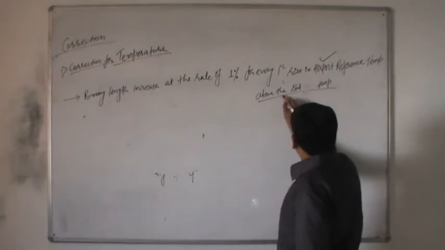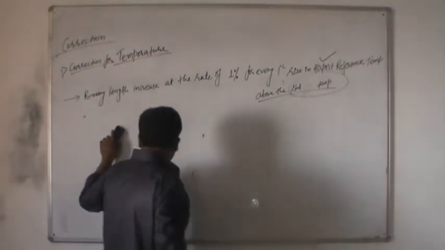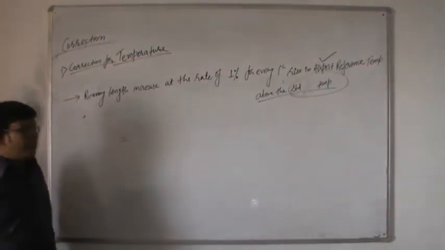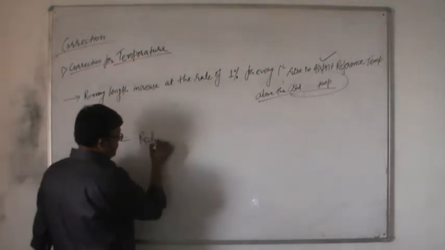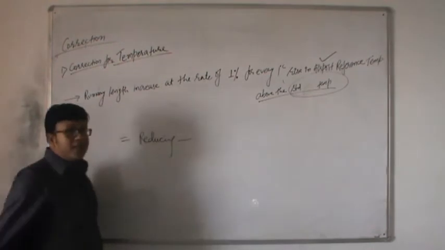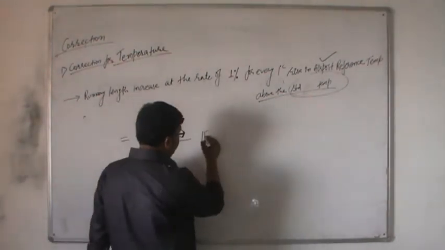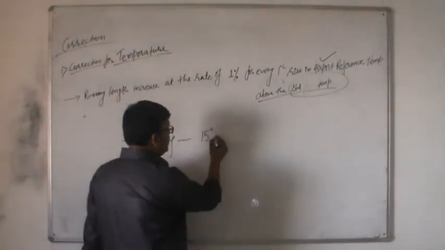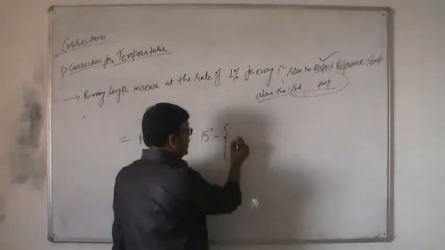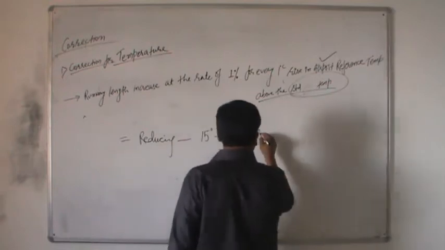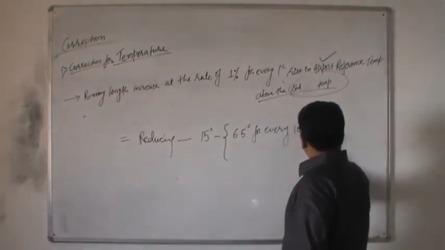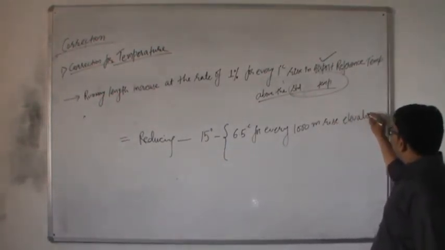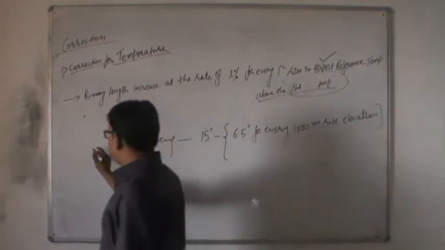Now the second question is how to find out the standard temperature of the airport. So we said that the standard temperature of the airport can be determined by reducing the standard mean sea level temperature, that is 15 degrees centigrade, at the rate of 6.5 degrees centigrade for every 1000 meter rise in elevation. This is what we are trying to say, how to find out the standard temperature of that airport.